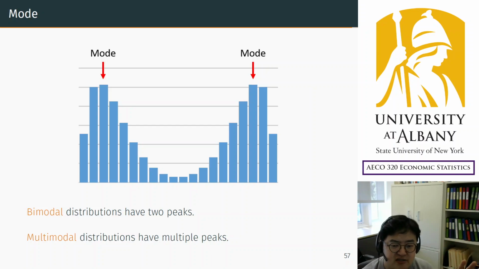You can think of them as two different peaks in the histogram. If you can imagine a histogram with even more peaks, then we say multimodal distributions, which is really rare in any data, but theoretically possible. So mode describes the number of peaks. Usually we use mode to see where the peaks are and how many modes there are.